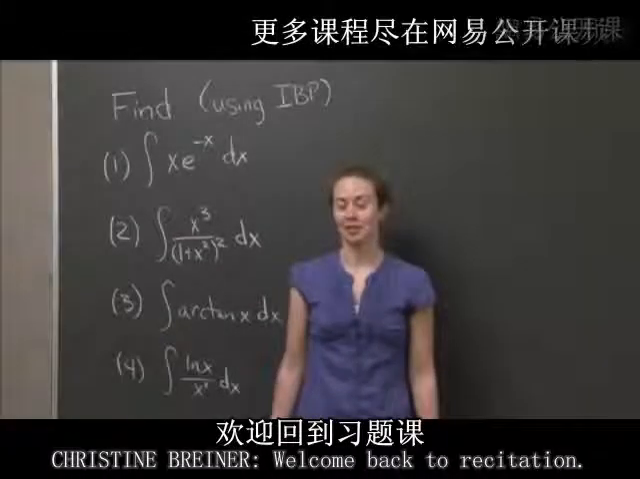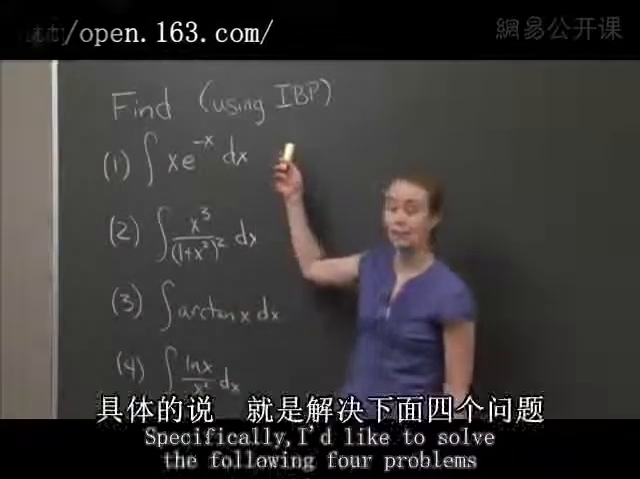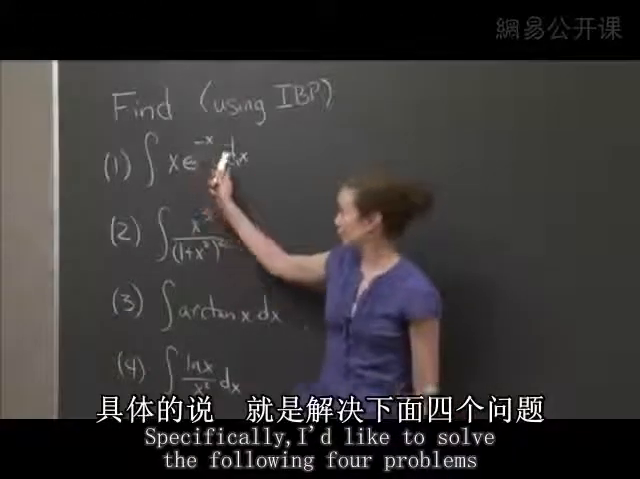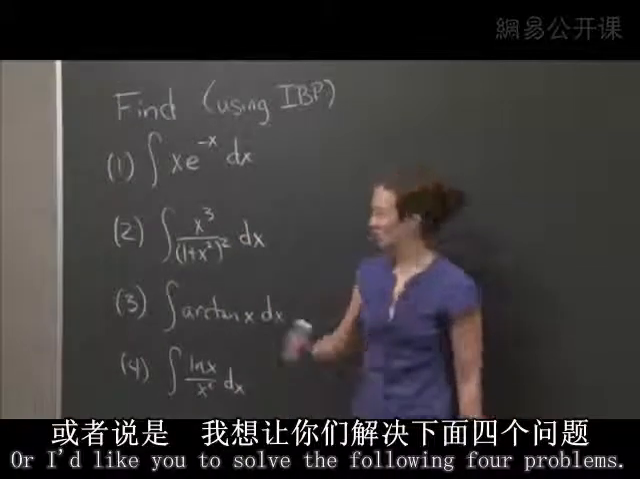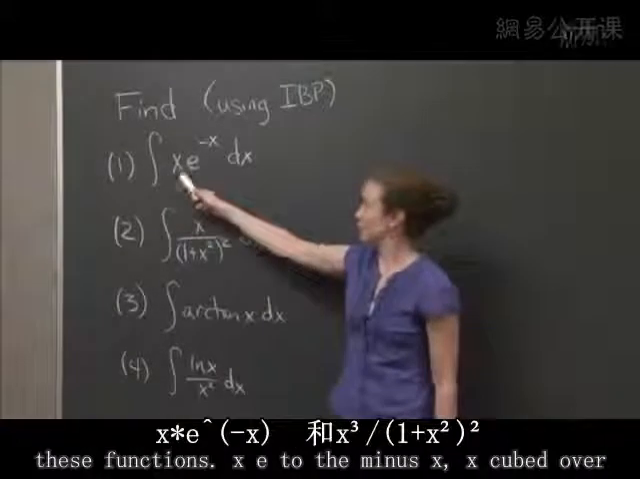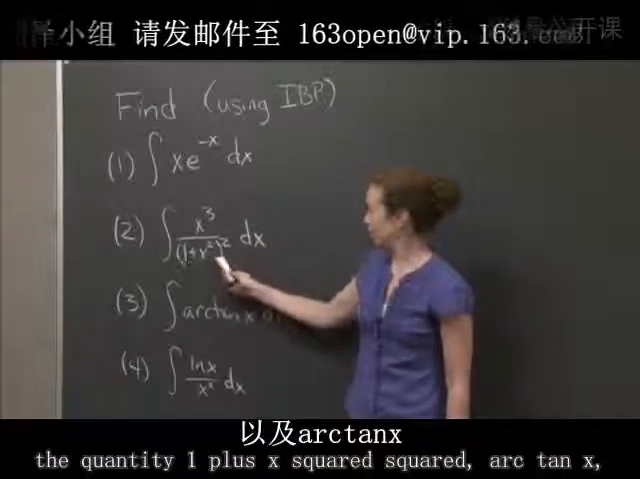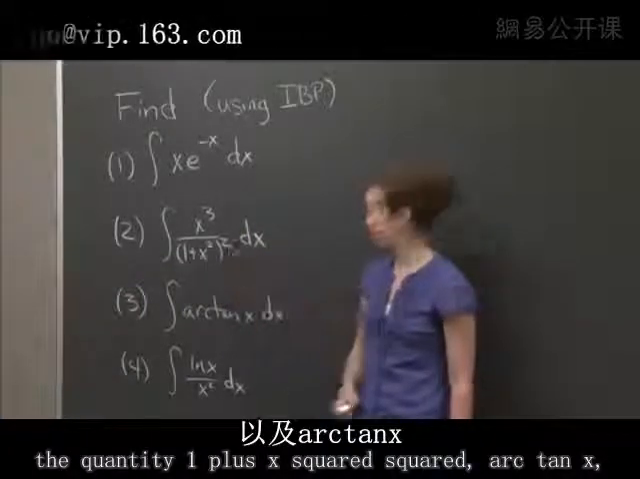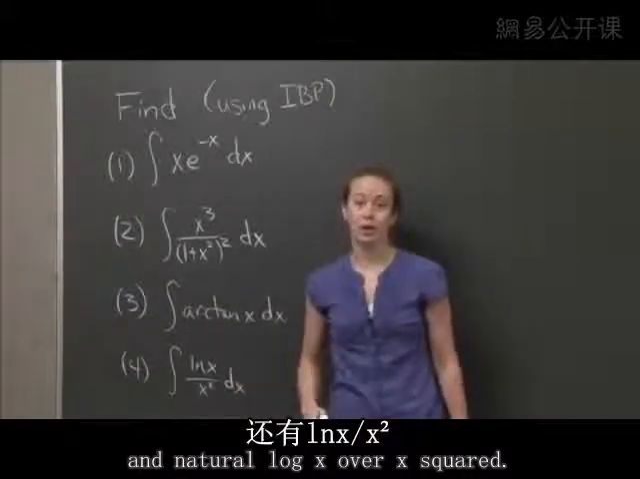Welcome back to recitation. In this video, I'd like us to practice integration by parts. Specifically, I'd like you to solve the following 4 problems. I'd like us to find antiderivatives for each of these functions: x e to the minus x, x cubed over the quantity 1 plus x squared squared, arctan x, and natural log x over x squared.